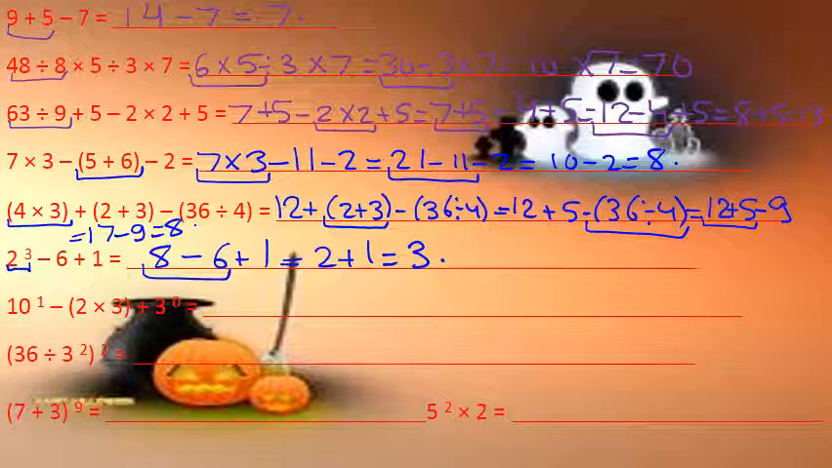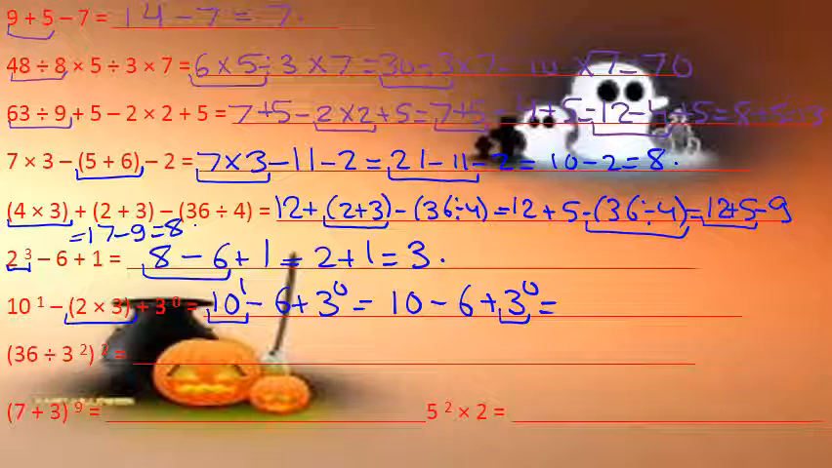Here we have exponent and parenthesis. Parenthesis is the strongest. So 10 to the power 1 minus 2 times 3 is 6 plus 3 to the power 0. Now we have two exponents. We start from left. 10 to the power 1 is 10 minus 6 plus 3 to the power 0. Here we have an exponent. So 3 to the power 0 is 1. Now minus and plus, we start from left. 10 minus 6 is 4 plus 1 is equal to 5.